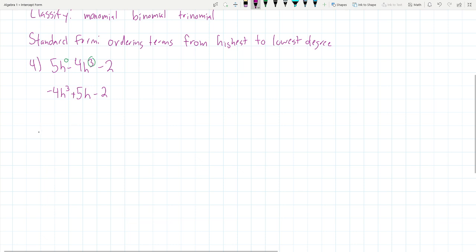Next thing that it wants us to do is identify the degree. The degree on this is that highest power, so it's 3. The lead coefficient of this is negative 4. It's the number that's with your highest degree. So I get this from this negative 4 right here, because it's the coefficient that's with that higher degree, that higher power.